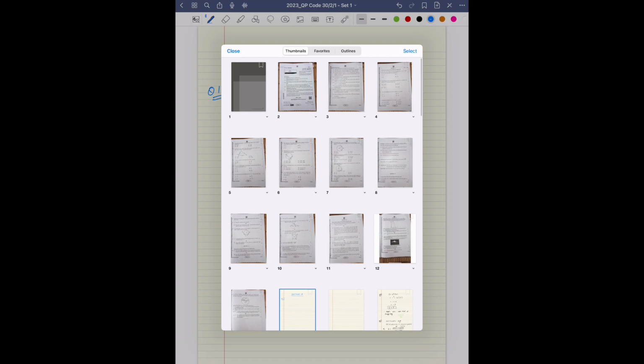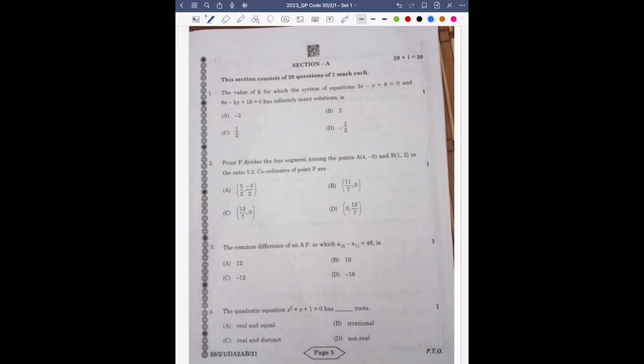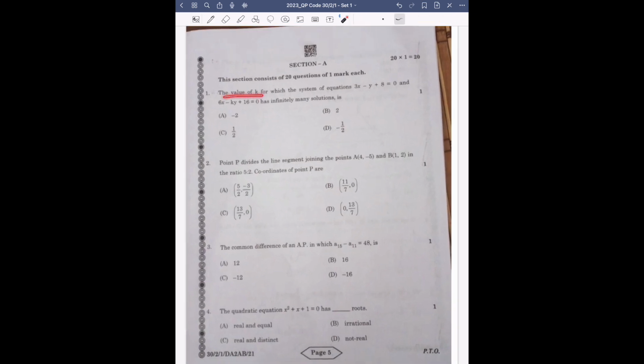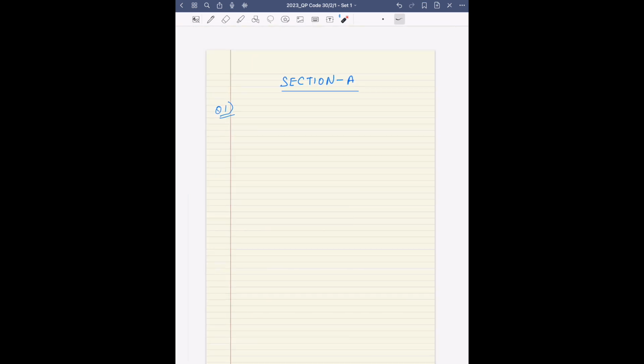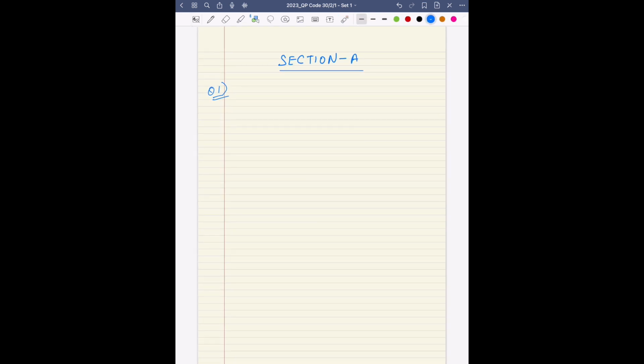Question 1 says the value of k for which the system of equations has infinitely many solutions. Okay, so what is infinitely many solutions? Infinitely many solutions means that both the lines overlap each other. So if this is your first line, then this on top will be your second line.